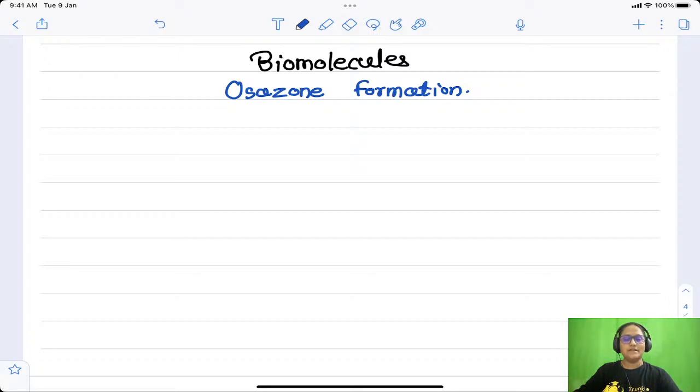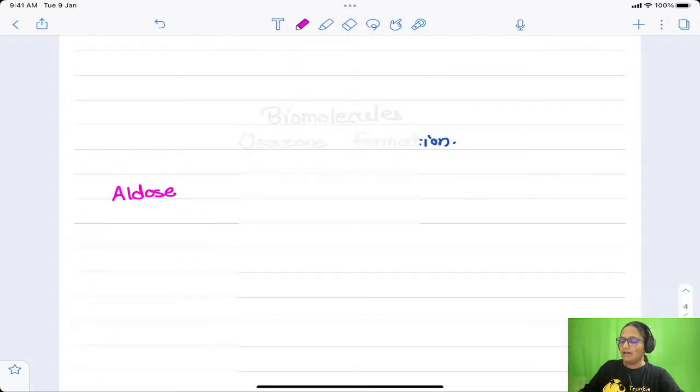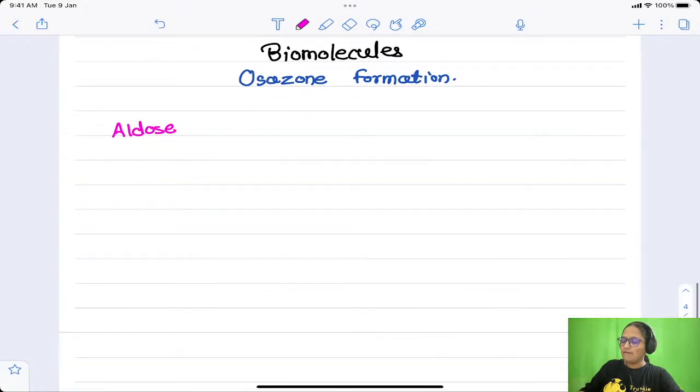Osazone is nothing but a type of addition compound produced when an aldose sugar reacts with phenylhydrazine. That is simply the definition of osazone. Aldose sugar means sugars or carbohydrates which have an aldehydic functional group, the CHO functional group, in them. Such types of sugars are called aldose sugars.